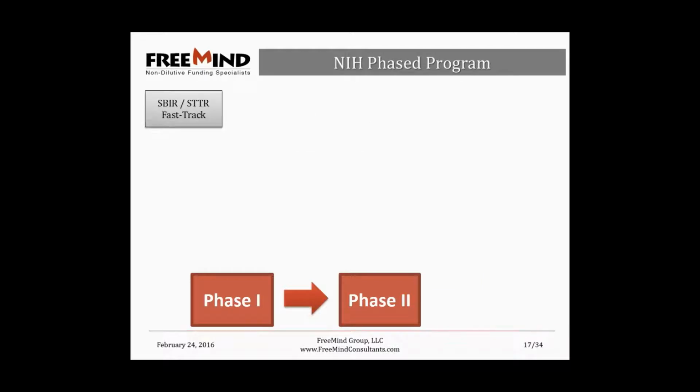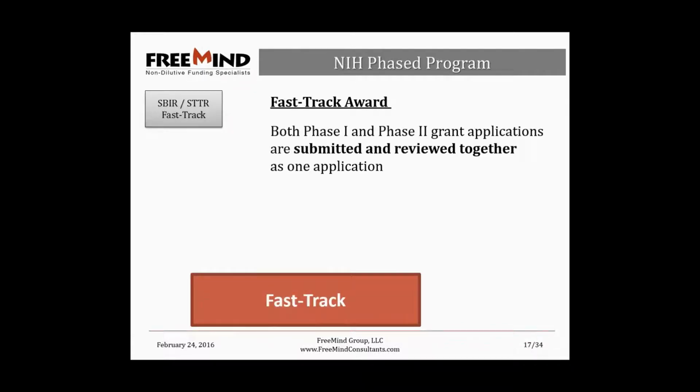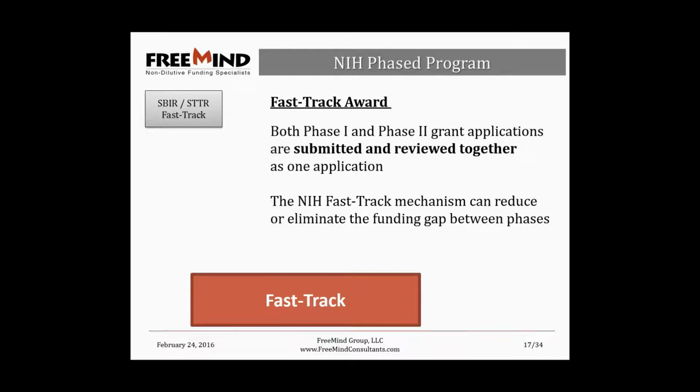Another alternative is the fast track, and this is basically a program in which you just submit the phase 1 and the phase 2 as one application that is both submitted and reviewed together. And basically, the goal here is to make sure that you can reduce or even eliminate the funding gap between the phases. And that gap is not something to just shake a stick at. It is actually something that you have to bear in mind as you plan your project. And let me just give you a short example.